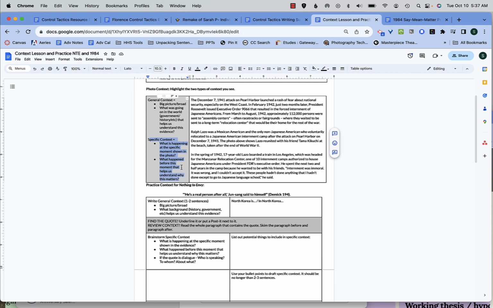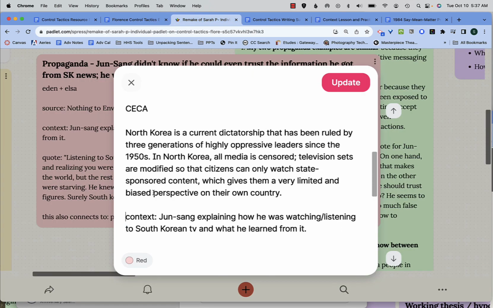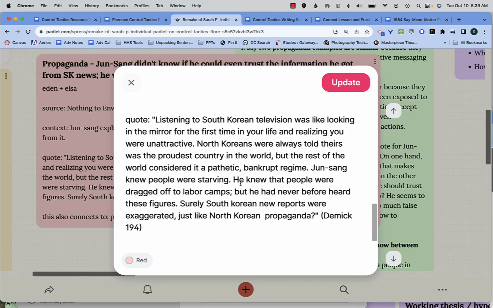Remember now, the next thing I have to do is to write specific context. What is happening at this specific quote? What do I need to know to understand this specific quote? And I'm going to start mine as bullet points, just the way we practiced in class. Back to my Padlet. Specific context. Okay, here's the quote that I'm working with. Listening to South Korean television was like looking in the mirror for the first time in your life and realizing you were unattractive.